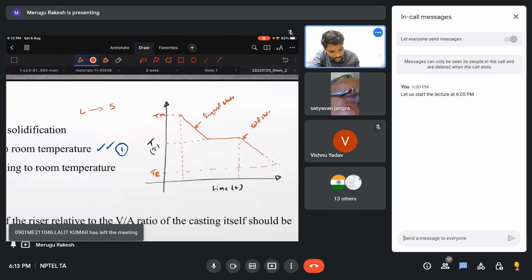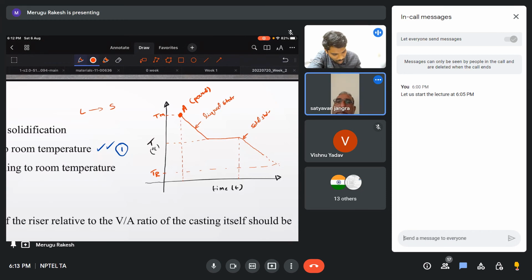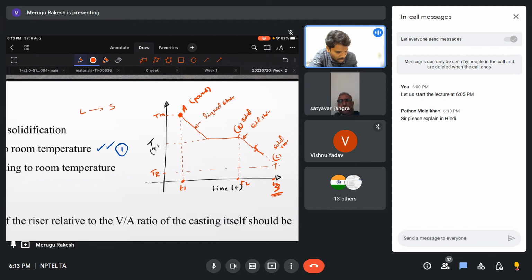It will proceed to the center. So now if I pour at this point A, I have poured the metal, and at point B I got the solid structure already, and at point C I got the solid at room temperature. Here I am not giving the scale. If I say T1, T2, T3, to reach this room temperature, the time is very, very high.